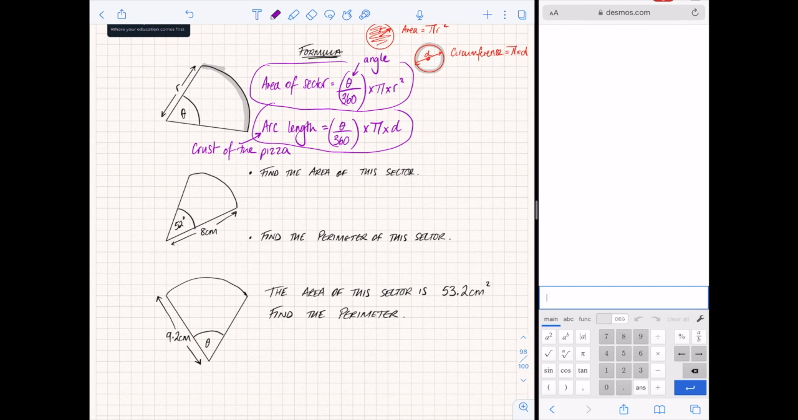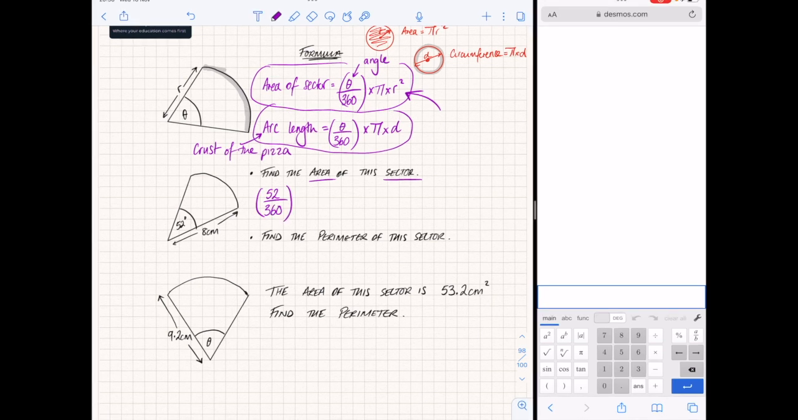So this one here says find the area of this sector. Okay, so we know we're going to be using this formula here. This is your very basic example. How it would look would be 52 divided by 360. And remembering, whenever you are typing something into a calculator in an exam, you need to make sure that you write it on the paper so you can get the marks for your working out. So 52 over 360 times pi times the radius, and the radius in this case is 8, radius squared.